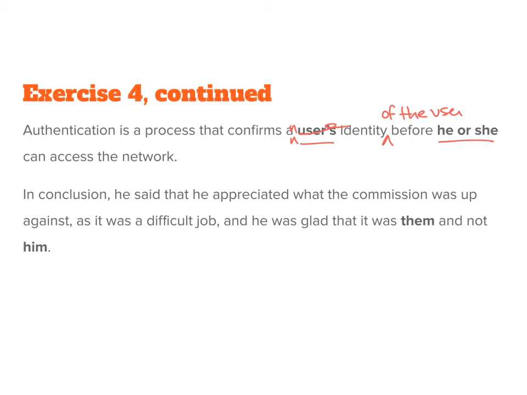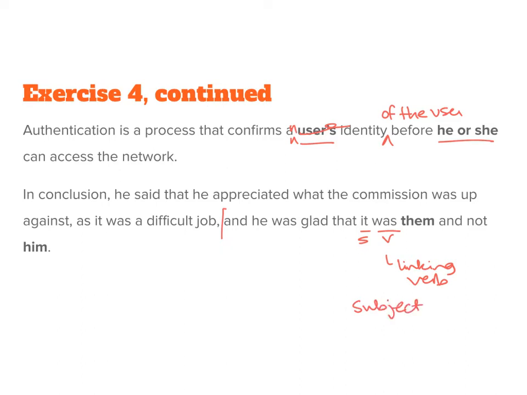The second one is a little bit of a tricky situation. So I wanted to just jump to the end of the sentence, starting with "and there." And so, "and he was glad that it was them and not him." And when you see that, "it," there's your subject, "was" is your verb, you think, oh, them and him are operating as objects. However, "was" here is a linking verb. And so what comes after it is actually a subject complement.